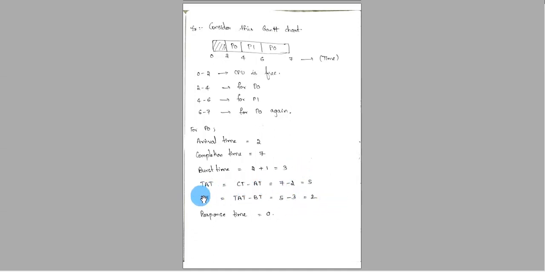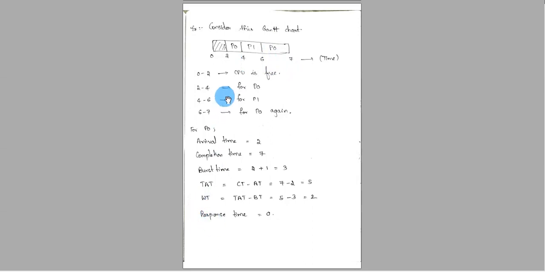You can understand waiting time this way also. From 2 to 4, P0 executed. From 4 to 6, it has been waiting, and P1 has been executing. And again at 6, it started executing again. So from 4 to 6, it has been waiting. 6 minus 4 is 2. That is the wait time.